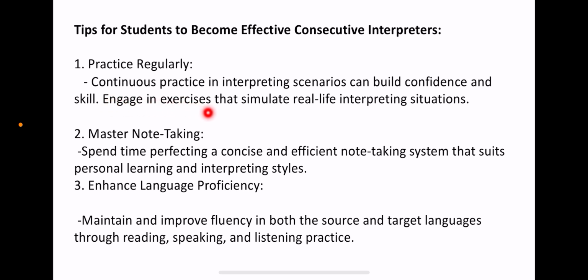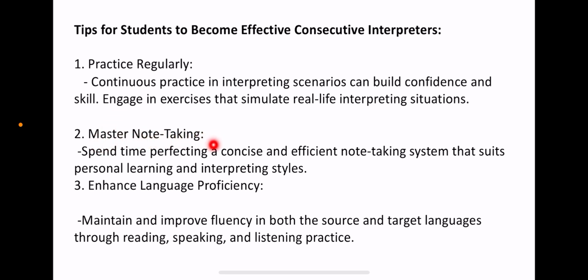Engage in exercises that simulate real-life interpreting situations. So class is the place in which you would exercise the real-life interpreting situation. So you have to utilize this time. You have to utilize your teacher's ability, your colleagues who speak English well, to make real-life situations and interpret with them. So it is very important.